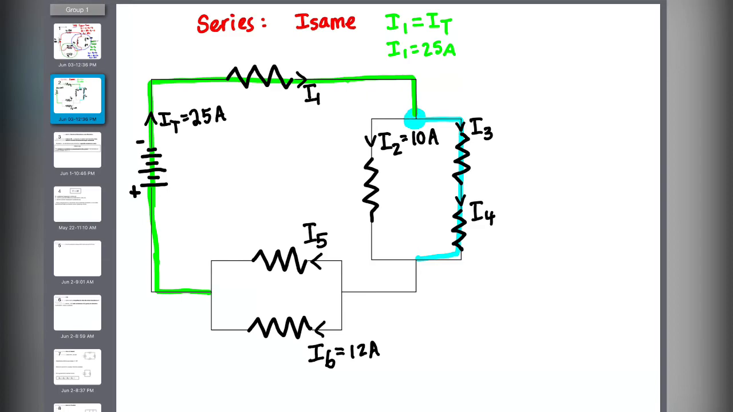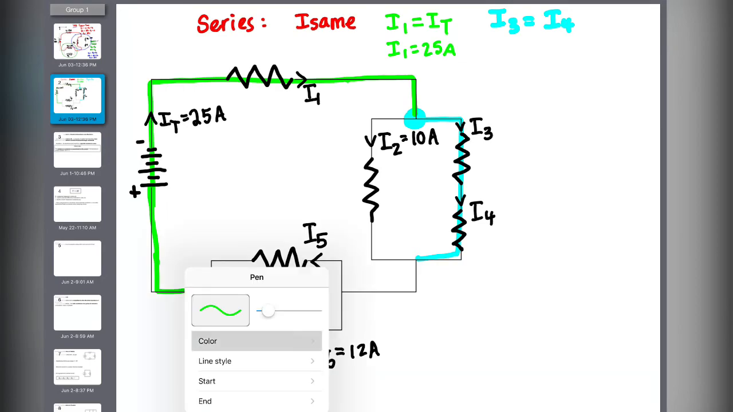But after it got split, there's actually this thing in series. So what I can also say is that I3 is also the same as I4. But at this point, I don't have a value for either one of them, so I don't actually have an answer. So that means eventually I will have to get back to that. So that means you now need the other rule. Okay, so we've done the series.